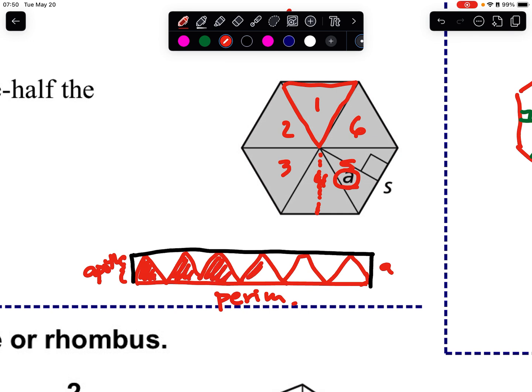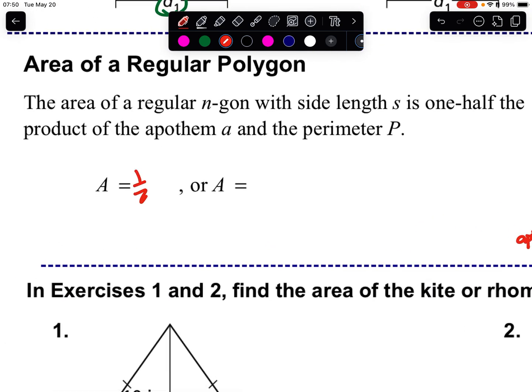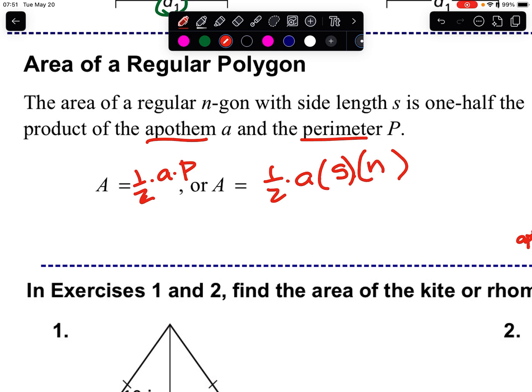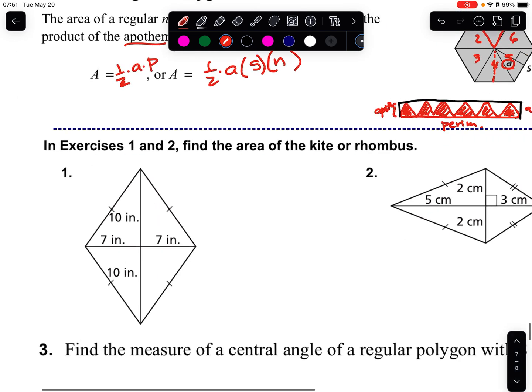Okay? And remember, each triangle occupies half of the rectangle it fits in. So we have 1/2 times the apothem times the perimeter. A and P in this case stand for apothem and perimeter. And remember, one way to find the perimeter is just take the side length and multiply by how many sides you have. So either formula works.